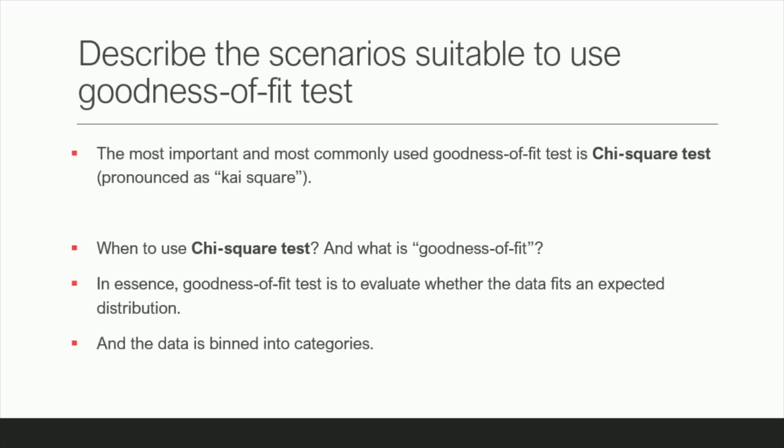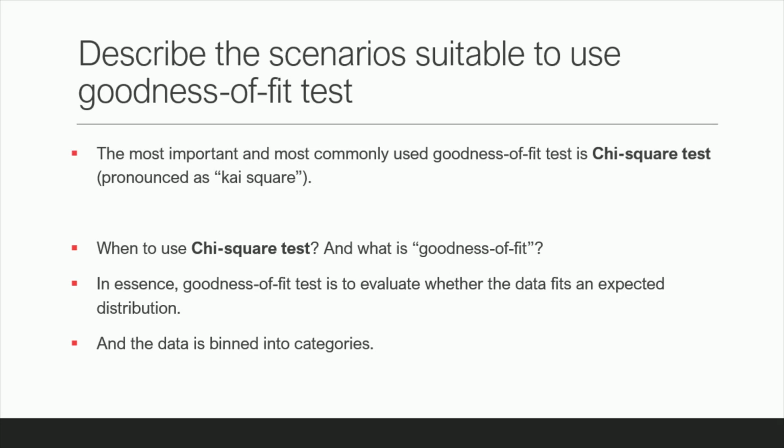The most important and most commonly used goodness of fit test is the chi-square test, pronounced as chi-square. And this is the test that we will focus on in this topic. When to use chi-square test, and what is goodness of fit? In essence, goodness of fit test is to evaluate whether the data fits an expected distribution.